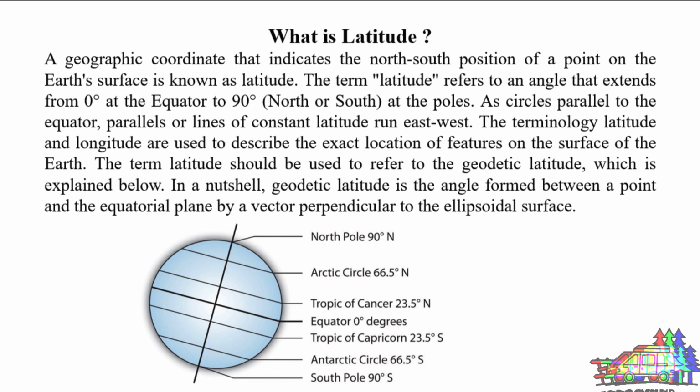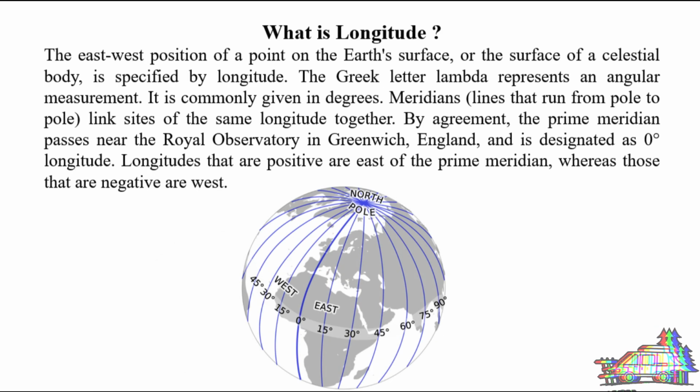The terms latitude and longitude are used to describe the exact location of features on the surface of the Earth. The term latitude should be used to refer to the geodetic latitude. In a nutshell, geodetic latitude is the angle formed between a point and the equatorial plane by a vector perpendicular to the ellipsoidal surface.